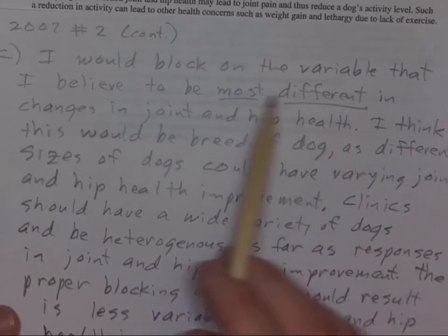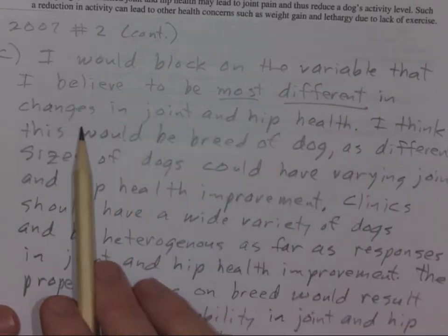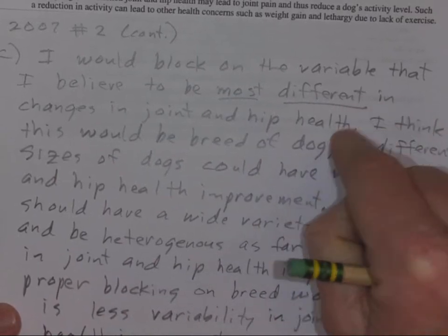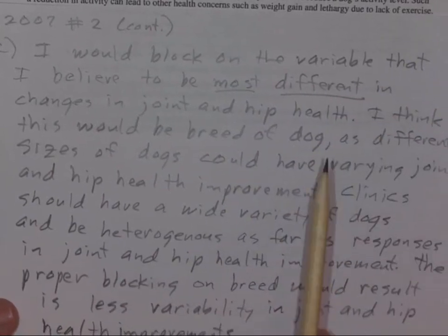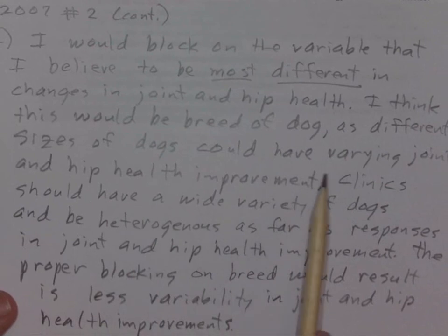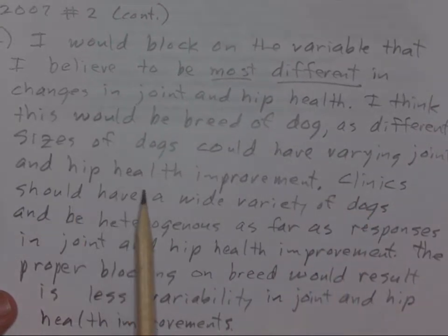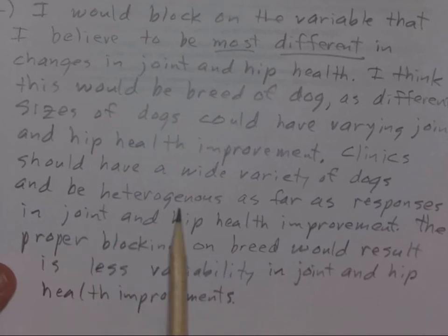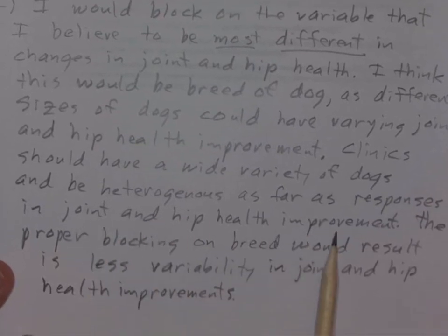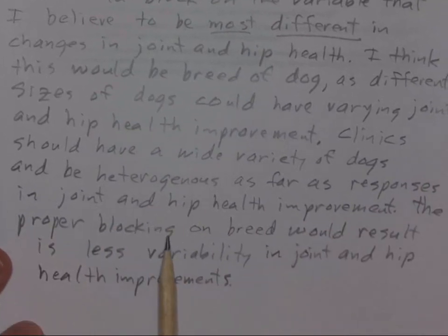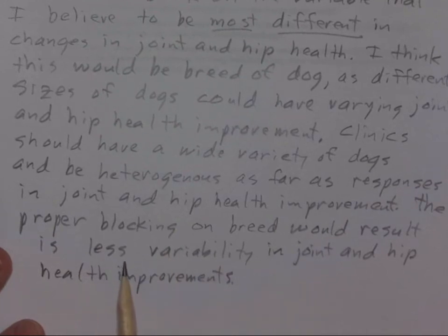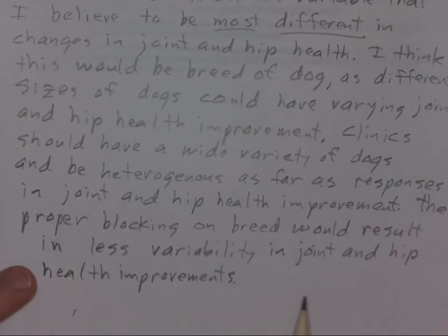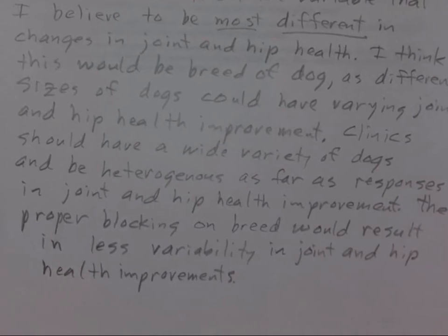I would block on the variable that I believe is the most different in the changes in joint and hip health. Mention the context. Mention the response. I think this would be breed of dog, as different sizes of dog could have varying joint and hip health improvement. Clinics should have a wide variety of dogs and be heterogeneous as far as response in joint and hip health improvement. The proper blocking on breed would result in less variability in joint and hip health improvements.